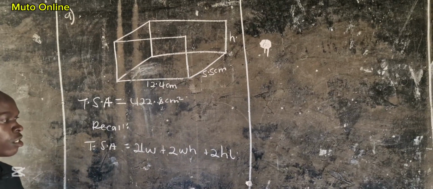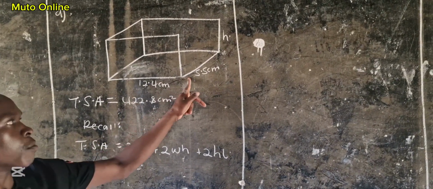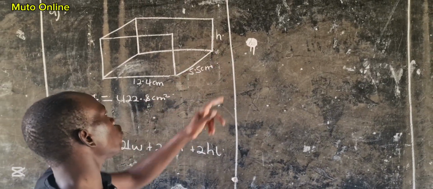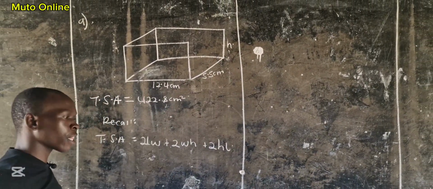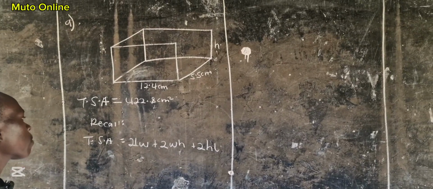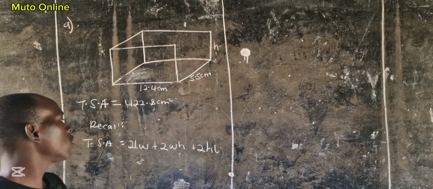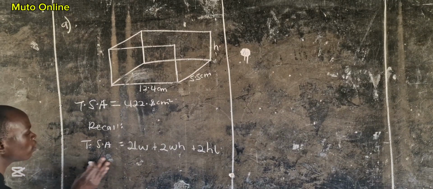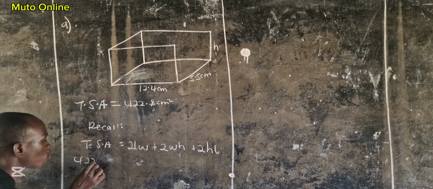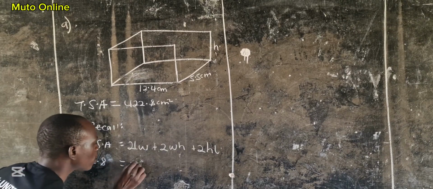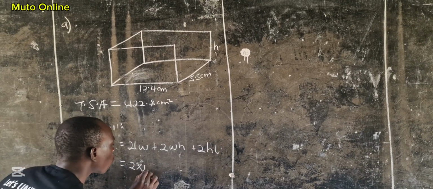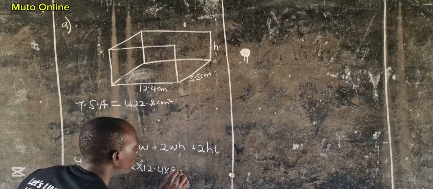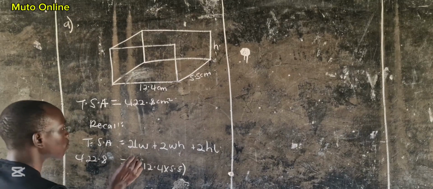You can have this formula: 2 of length times width plus 2 of width times height, then plus 2 of height times length. That is our formula. So we only don't have the height, but we have the length and the width plus the total surface area. So we have the total surface area as 422.8, giving us 2 times length, which is 12.4, times width, which is 5.5.